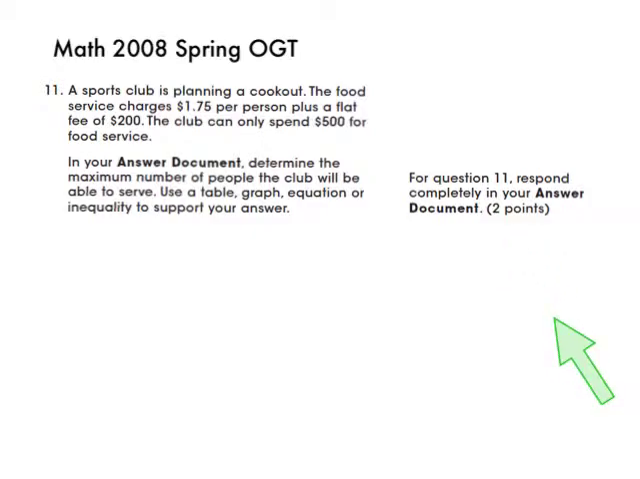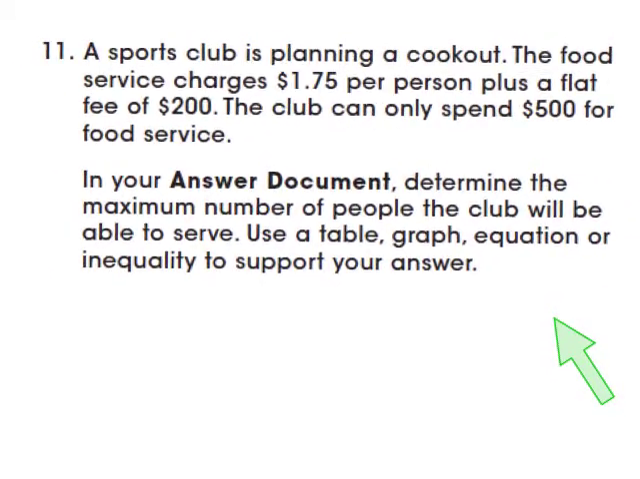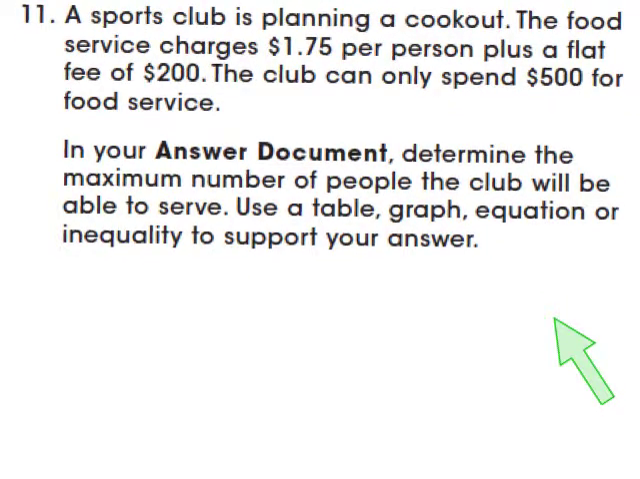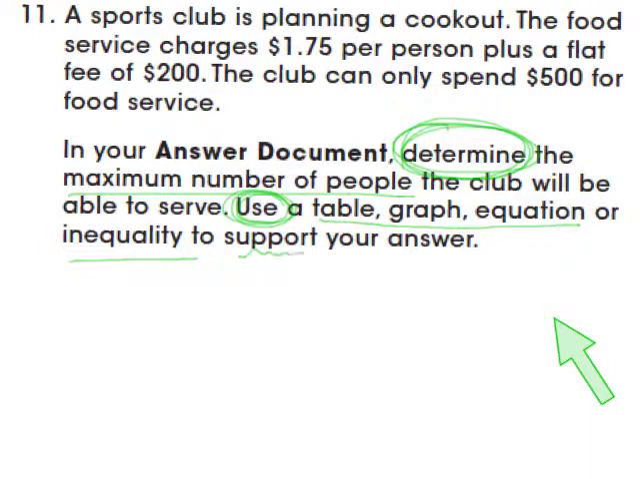Let me go ahead and zoom in a little bit here to bring this up. All right, the key part of the question that we want to look at is this part here where it says in our answer document. I'm going to circle our performance verb. In this case, we have to determine. And what do we have to determine? The maximum number of people the club will be able to serve. And our second point is going to come from using either a table, graph, equation, or inequality to support, that's another important one, to support our answer.